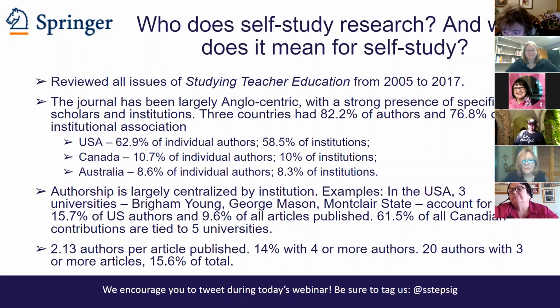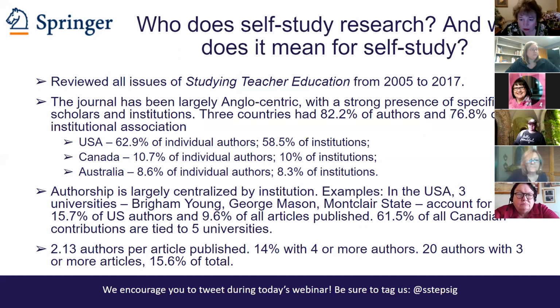We also found that there were 20 authors with 3 or more articles, which is also, again, problematic. So we have 20 authors accounting for 16% of publications. And we had 61 authors account for a third of all articles. So it tells you that, again, self-study teacher education as an outlet is very top-heavy in terms of who's publishing it. We have a small number of people publishing a lot in Studying Teacher Education.